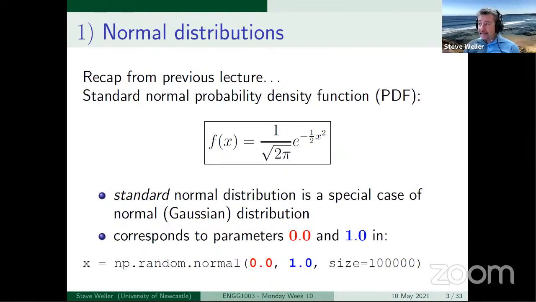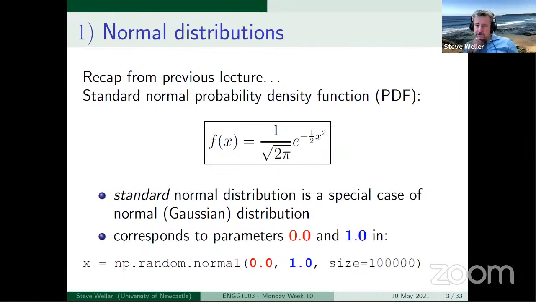And as engineers, we tend to call them Gaussians. And for those of you that go on to use random numbers in your later courses that follow this PDF, this probability density function, you'll almost certainly call them Gaussians. Statisticians call them normals. But again, I'm following the terminology that is consistent with the use of the NumPy library.